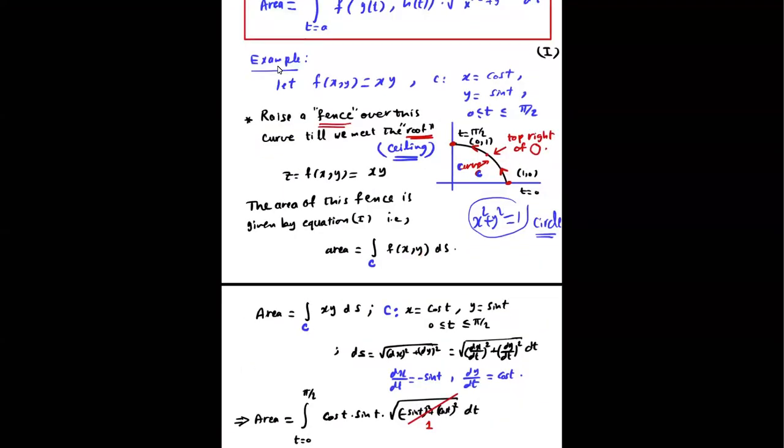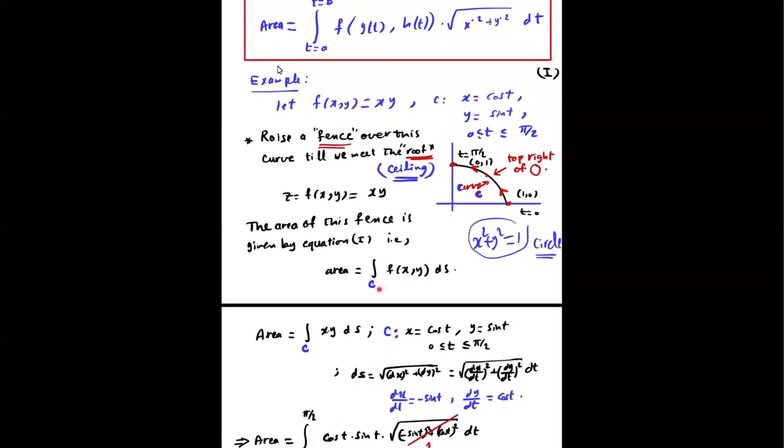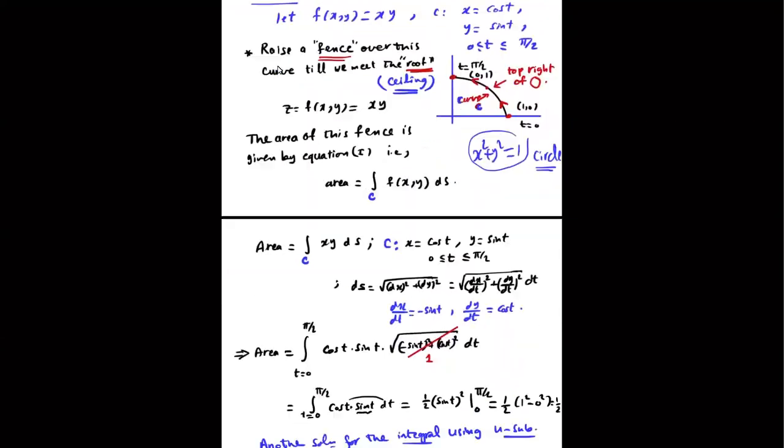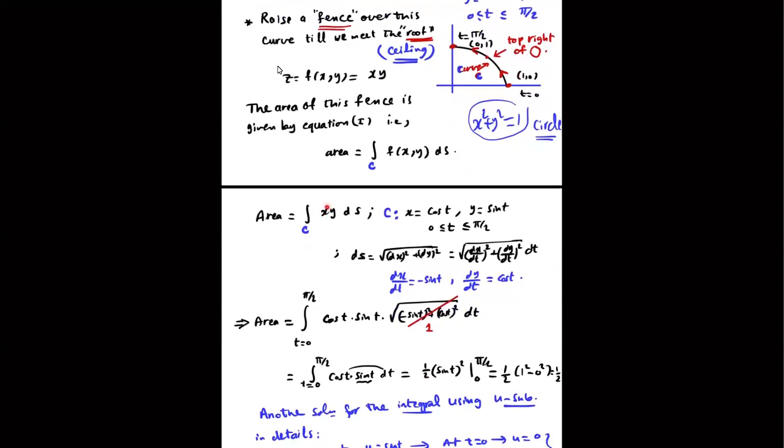So we need to find this line integral, f of x, y, ds over this curve C. So what to do? We use the parametric substitution of x and y and ds. As you substitute, plug in the value of x, cosine t, the value of y is sine t, and the value of ds we need to calculate as usual. ds is the square root of the squares of the rates of change, or the magnitude of the vector v.